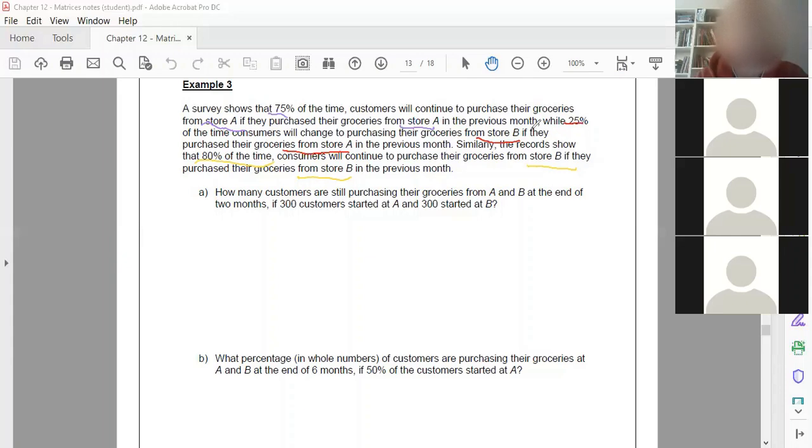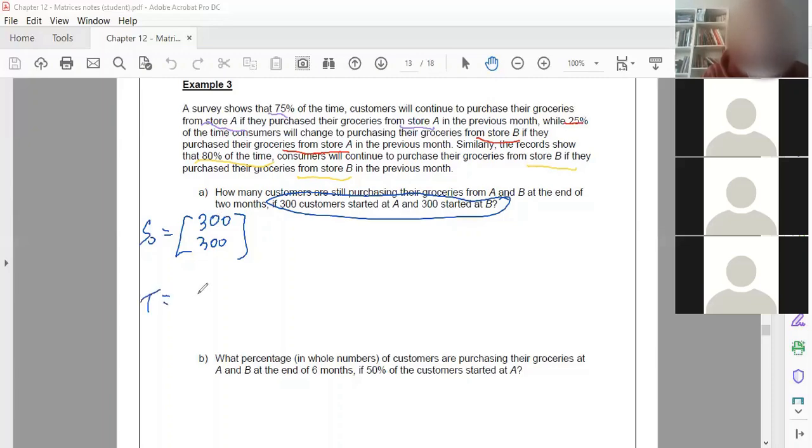So 300 customers started at A and 300 started at B. So there is our original, S of 0. 300 started at A and 300 at B. And the S0 will always look like this matrix. Never on the side, it's always a column matrix. Now we're going to work out our T. We have store A, store B, store A, store B. This month, next month, just so we can see it.